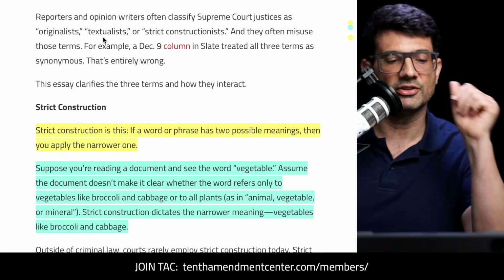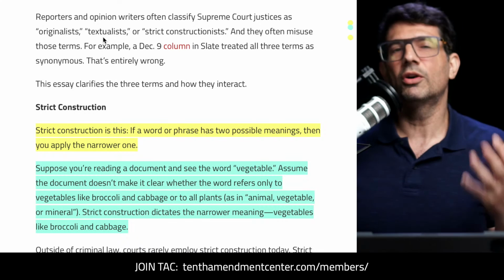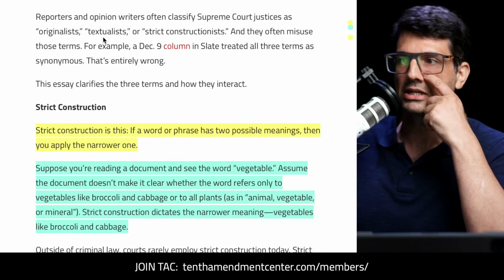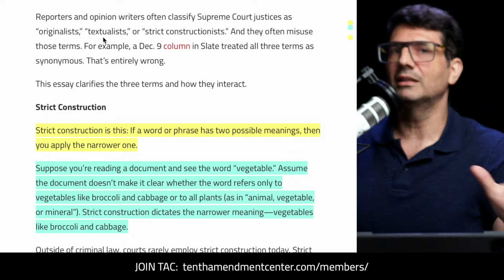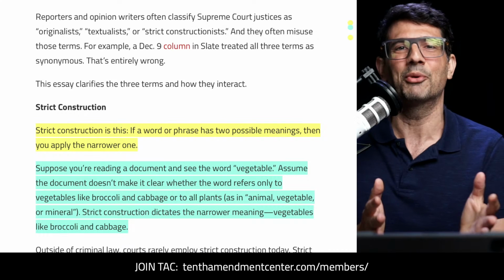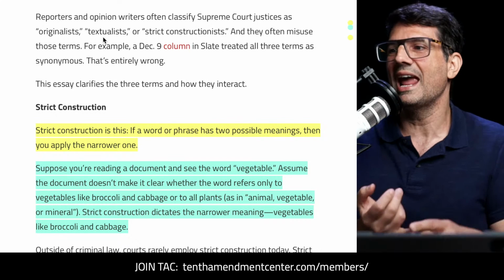And here from Rob Nadelson, he explains a little bit further. He said, strict construction is this. If a word or phrase has two possible meanings, then apply the narrow one. And here's an example, and I'm not sure if this is the best analogy, but I think it's an interesting approach. He said, suppose you're reading a document and you see the word vegetable. And of course, we're talking about legal documents here. Assume the document doesn't make it clear whether the word refers only to vegetables that we eat, things like broccoli and cabbage, our day-to-day breakfast vegetables. Maybe that should be my breakfast from now on. Or to all plants, as in animal, vegetable, mineral.